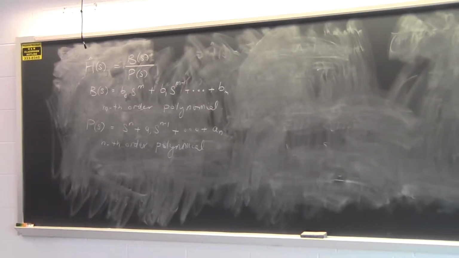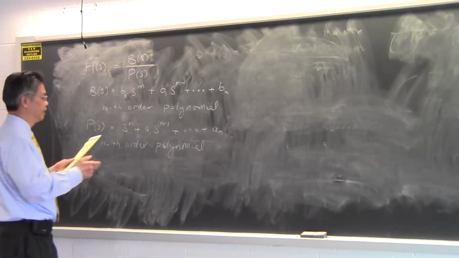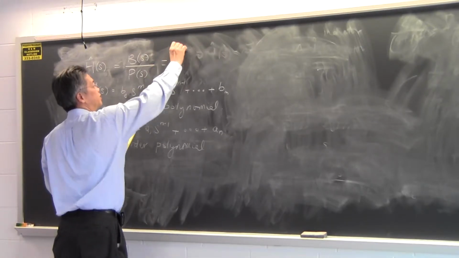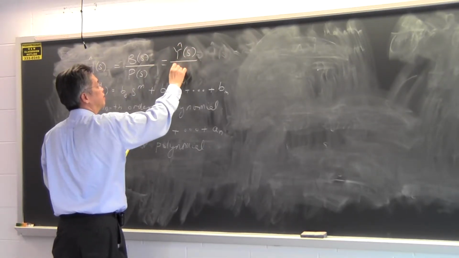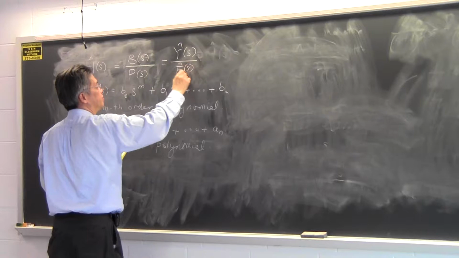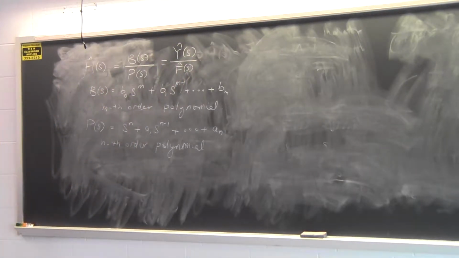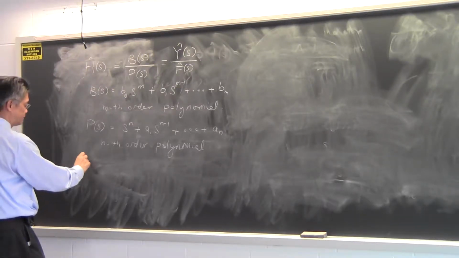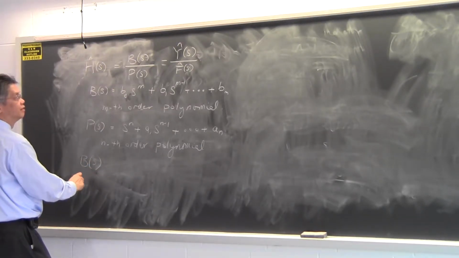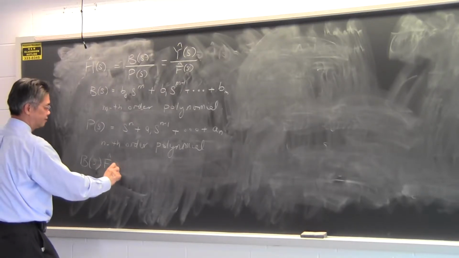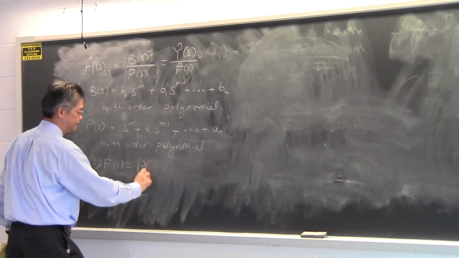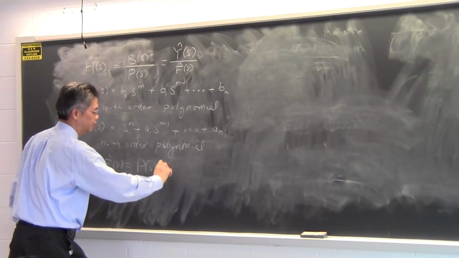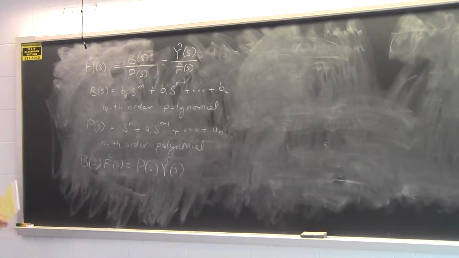when we have the transfer function written that way, it actually is the ratio of the output versus that of the input. Okay, so if you multiply this out, we can also write this relationship as B(s) times f hat of s equal to P(s) times y hat of s. Okay?